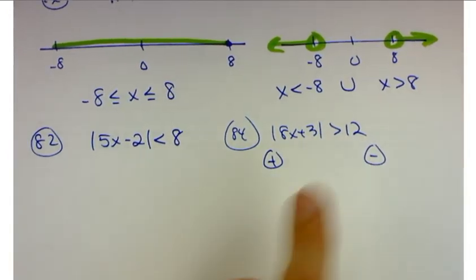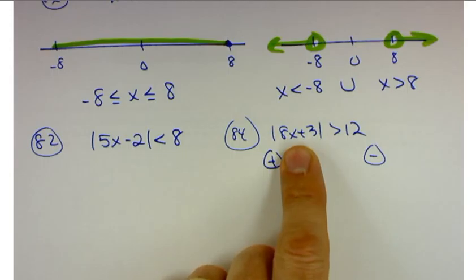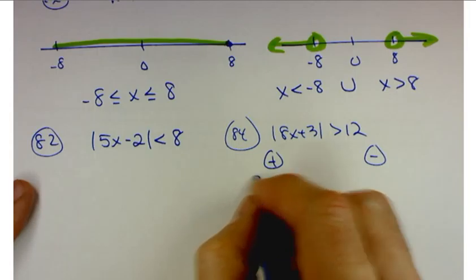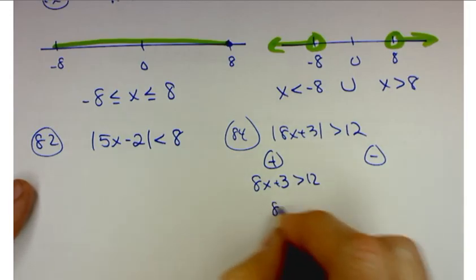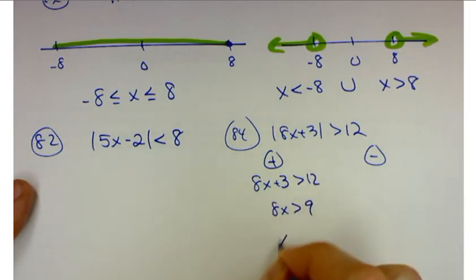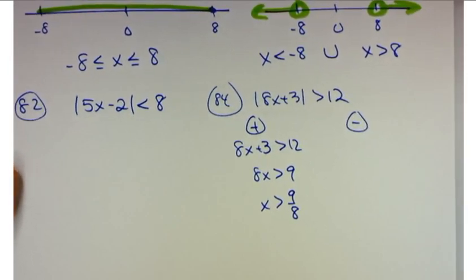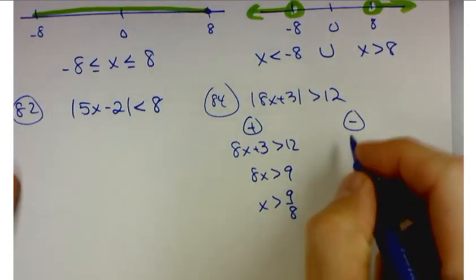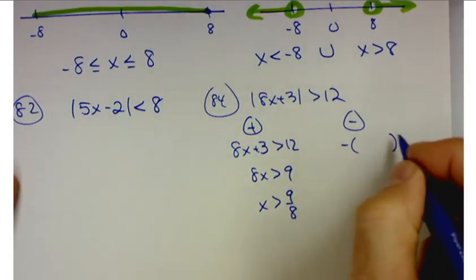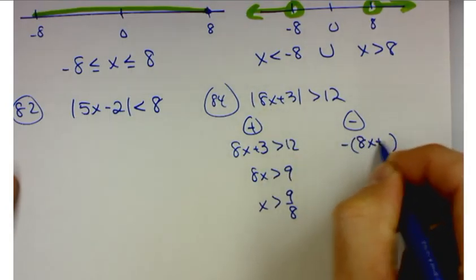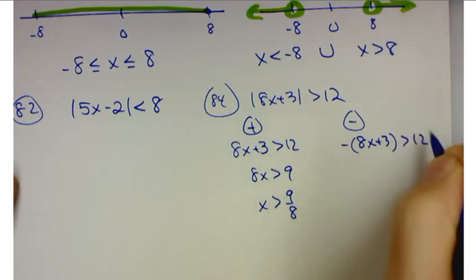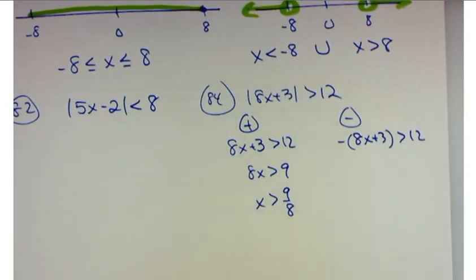There's two cases. What's inside here could be positive. If what's inside here is positive, I wouldn't need the absolute value. So I just write it without the absolute value. 8x plus 3 is greater than 12. And then solve for x. So that's one possibility. Another possibility is what's inside here could be negative. In which case, to get it out of the absolute value, I'll take its opposite. So I've got a positive case and a negative case.